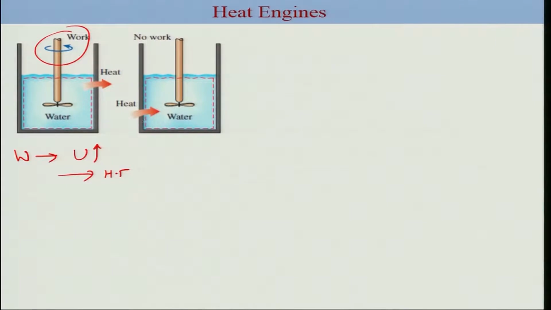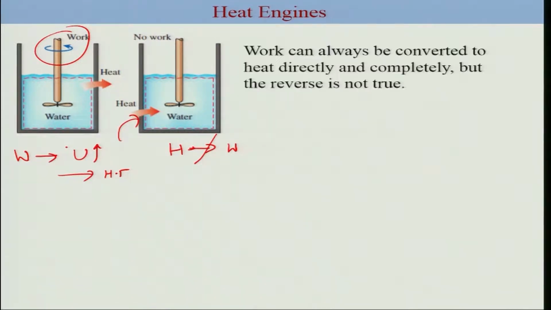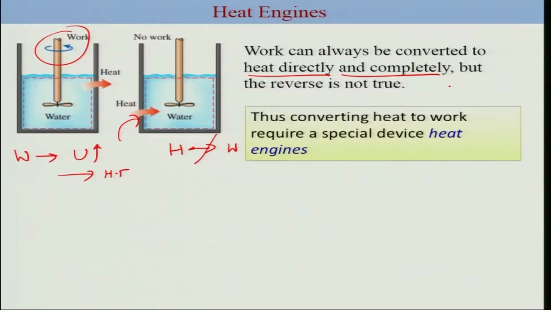Now if you supply the same heat transfer to the water, the shaft will not rotate. So what does it mean? That the heat is not getting converted to work. On the other hand, work gets converted to heat. This is very clear from this particular illustration. So that means work can always be converted to heat directly and completely, but the reverse is not true. In order to convert heat to work, we need a special device called a heat engine.